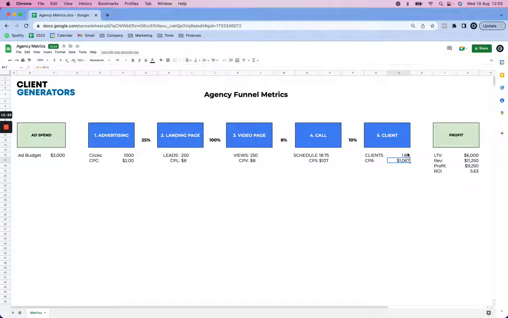And in this scenario, we've closed 2 clients or 1.88 clients. Lifetime value is $6,000, which means the revenue is $11,250. If it was 2 clients, then it would be $12,000. And our profit is obviously the revenue, take away the initial ad spend, which means you've profited $9,000 on this funnel, which means an ROI of 5.63, which is incredible.